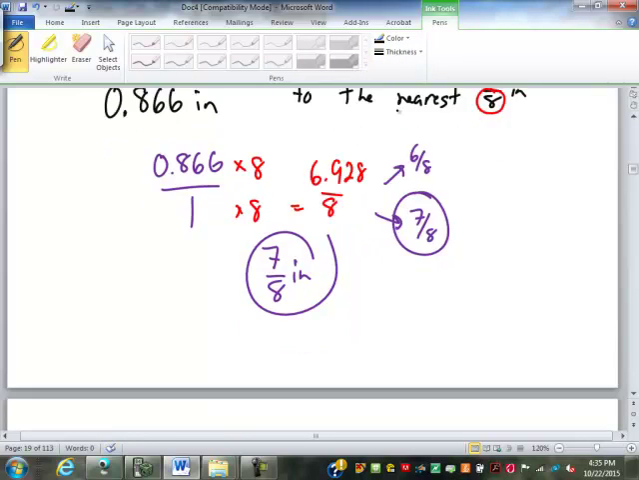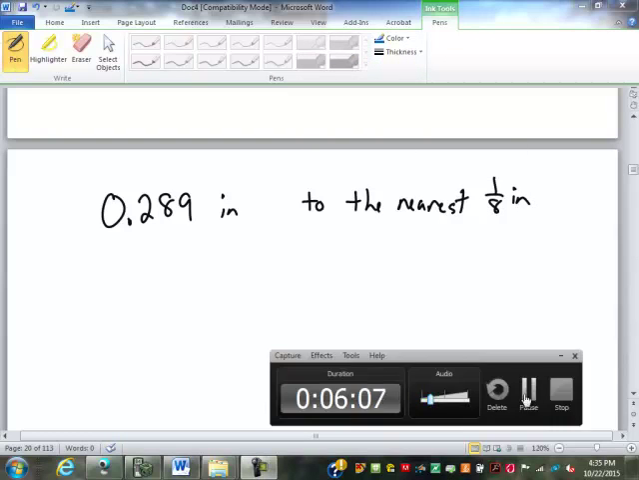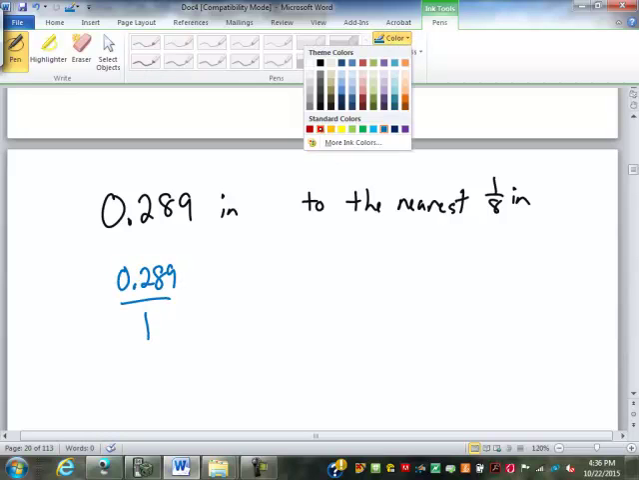I think you're ready to try one on your own here. Let's do 0.289 inches to the nearest 1/8 inch. So where do I start? Make it a fraction. How do I do that? 0.289 over 1. Then what?